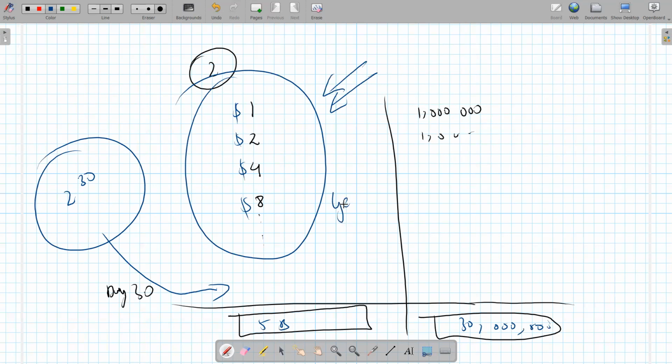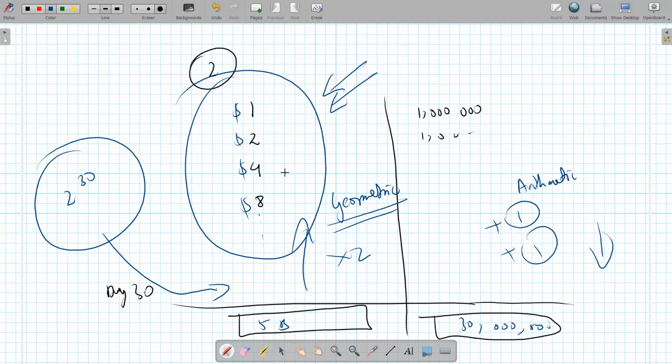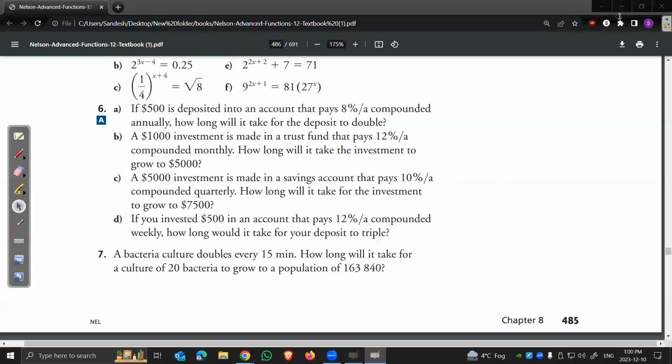This is called geometric, the rate of increase, because it's multiplying by 2, and this is called arithmetic, because you're just adding the same thing over and over again. So that one's thumbs down, this one is thumbs up. Go with this one, and let's call it a day there.